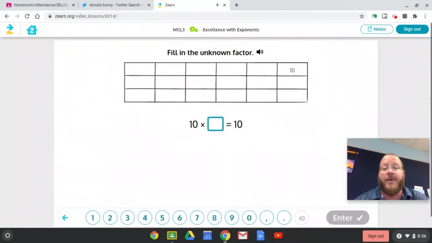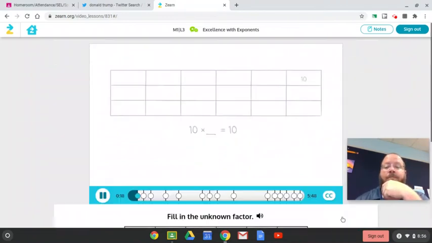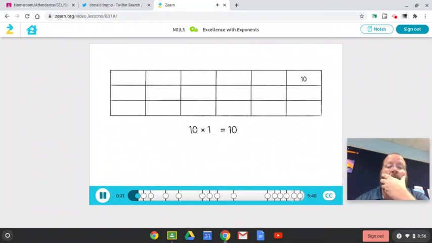Well, 10 times 1 would give me 10 for sure. 10 times 1 equals 10. I'll show that here in the chart. Now, let's think about 100. 10 times what number equals 100?